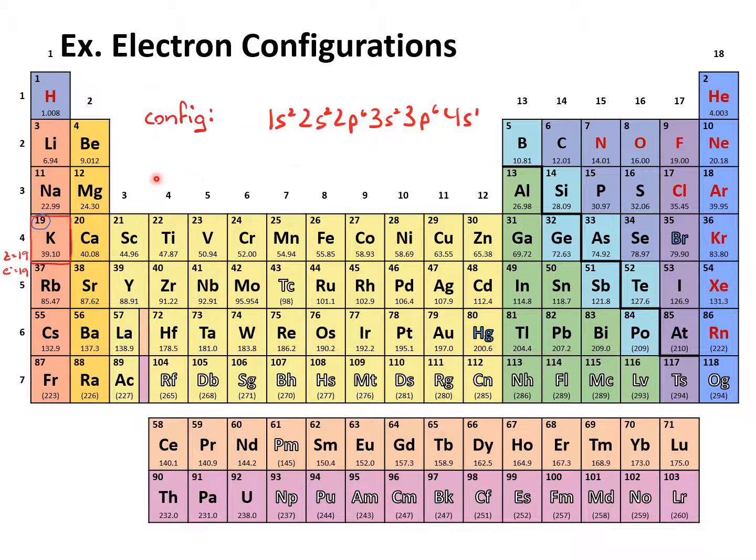In order to write the condensed electron configuration, we can recognize that the nearest noble gas to potassium is argon, and argon has the electron configuration 1s2, 2s2, 2p6, 3s2, 3p6. And so for the condensed electron configuration, we can simply write argon 4s1, where 4s1 represents the highest energy orbital.